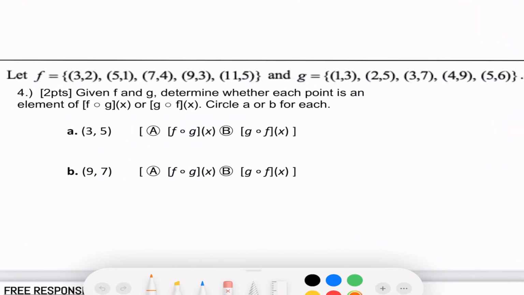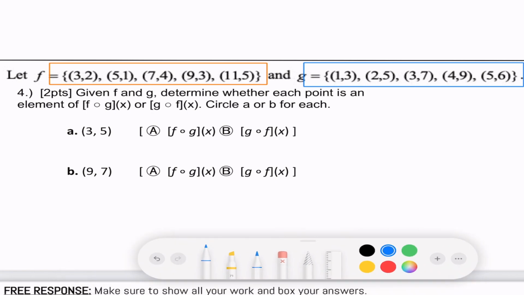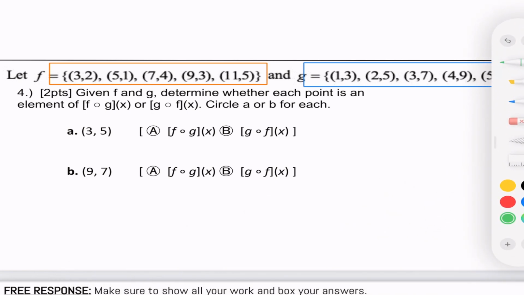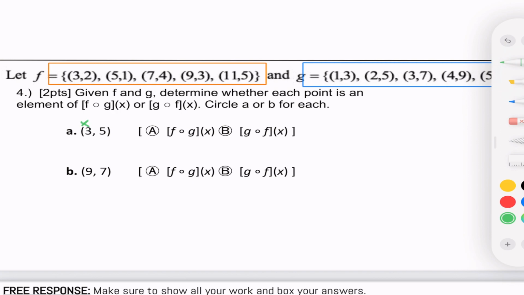I have two functions here, f and g. Given f and g, determine whether each point is an element of f of g or g of f. Select A or B for each. Okay, so the first thing it's saying is that my x value is 3. And then the first thing I'm going to do is g of 3.